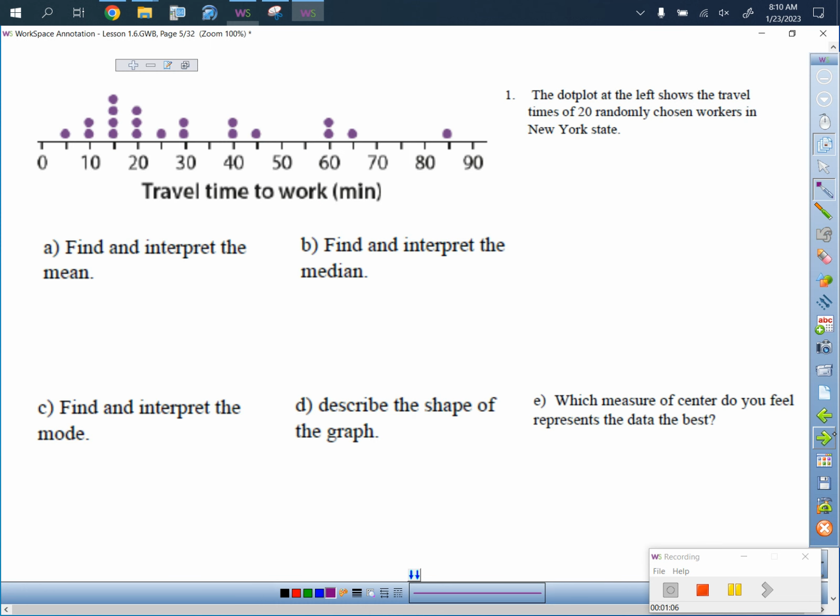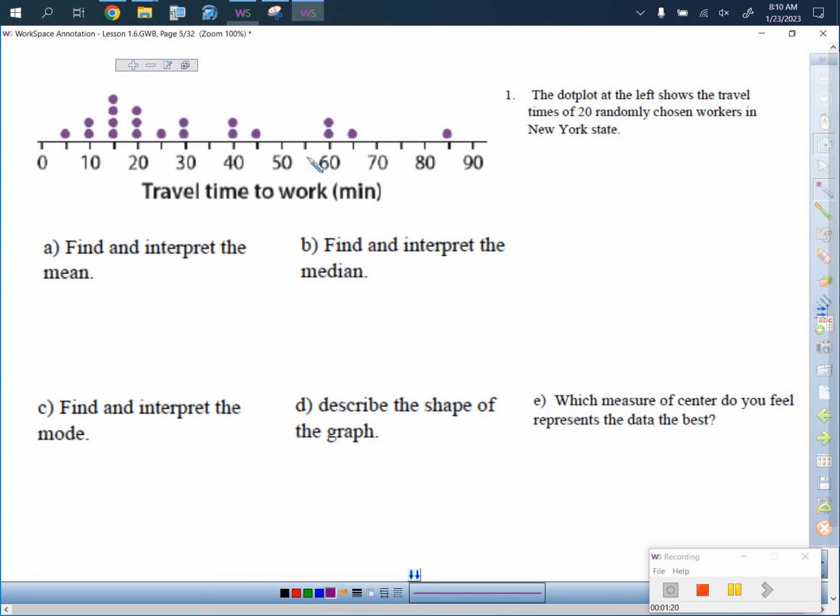So let's kind of check this out. Here it is. There's a dot plot at the left that shows the times of 20 different people in New York of how long it took them to get to work. They ask us, and this is how homework's going to work, to find and interpret the mean, the median, the mode. Guess what? I don't want to calculate any of that. I want the applet to calculate that for me.